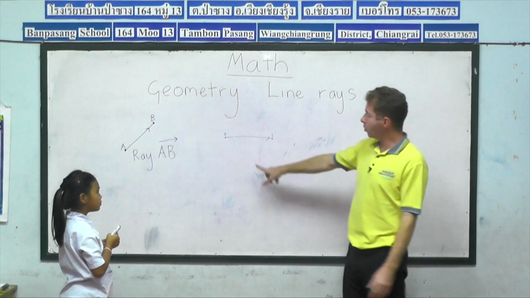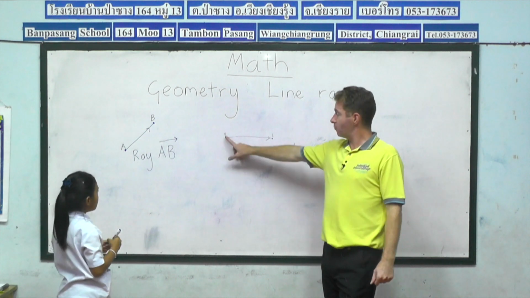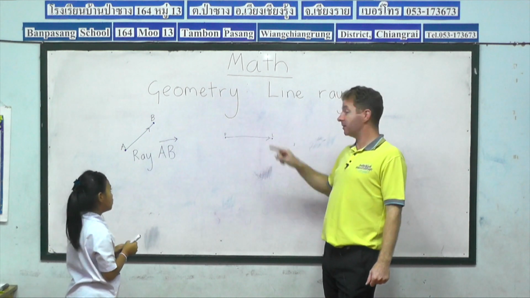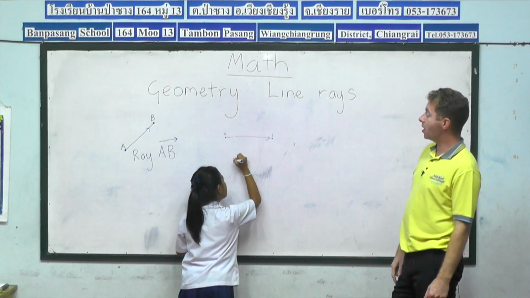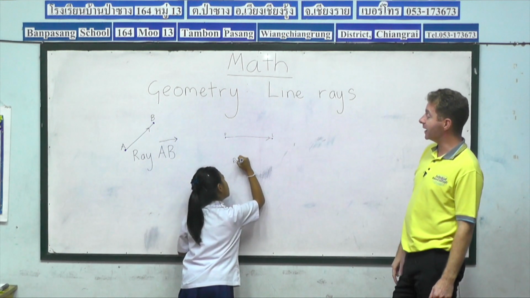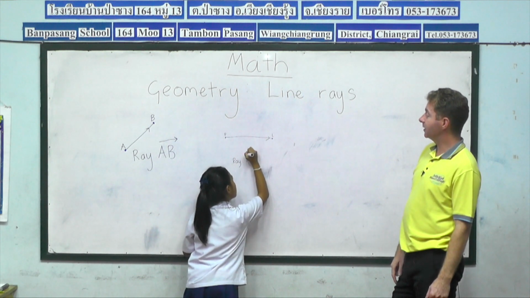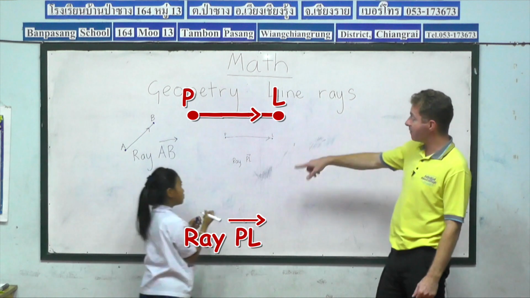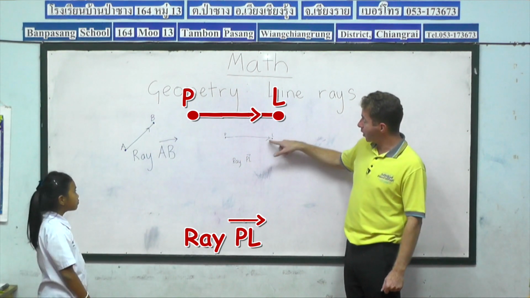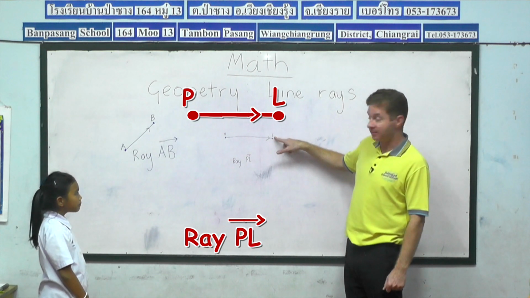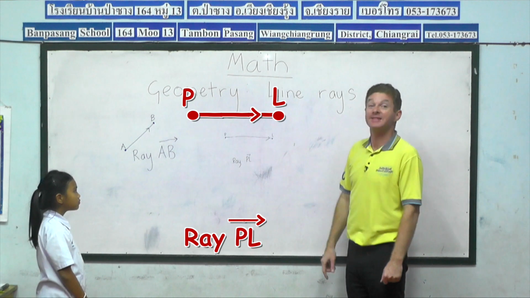So now, what is Pak Bung's ray called? Ray PL. So we can put ray PL here. R-A-Y P-L. And then the line with the arrow. Now, Pak Bung has done excellently. You see how the arrow is nearest the letter L. So when it comes to the symbol, the arrow has to be above the letter L.